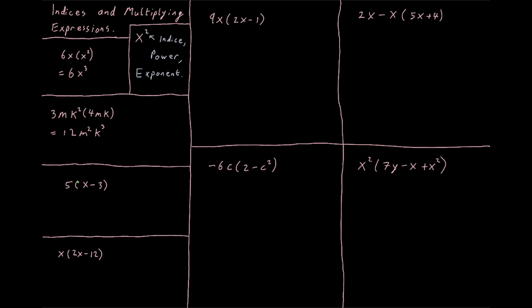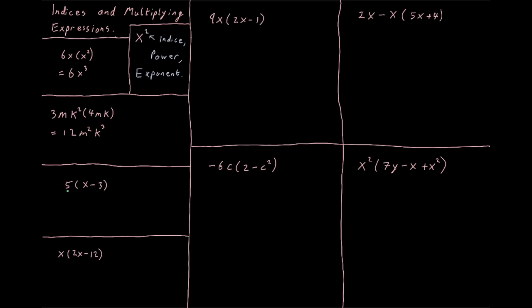If we have 5 multiplied by our expression, our terms x minus 3, that means I've got 5 of this. So here I had 6x of x squared, here I had 3mk squared of 4mk. This is a little bit more abstract, but here we have it fairly concrete. I have 5 of this bracket. So 5 multiplied by this bracket means I have 5 of the first thing, and I have 5 of the second thing. So I'd have 5 x's and 5 minus 3's because I have 5 groups of this bracket.